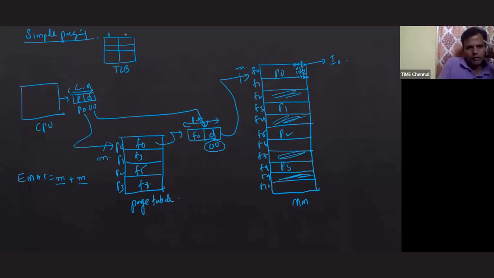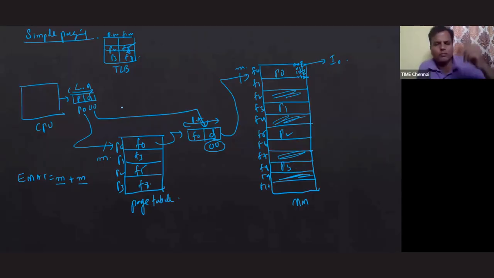Here, page numbers and frame numbers are kept. So what are we keeping here? We are keeping some part of the page table inside the TLB. For example, page 2 maps to F5, and page 3 maps to F8. Like this, I am keeping entries inside the TLB.